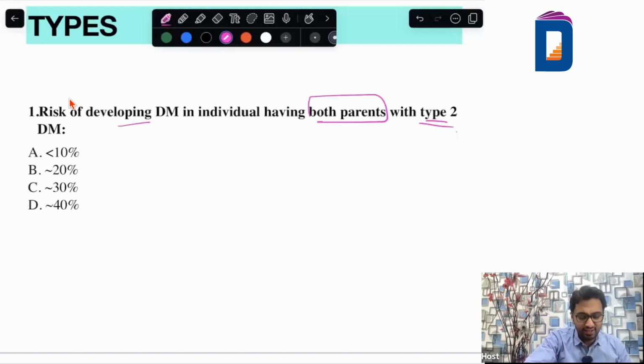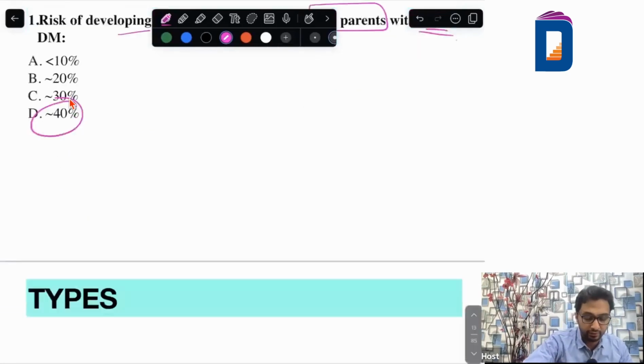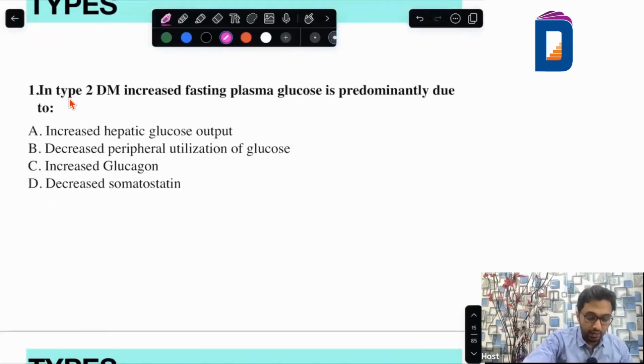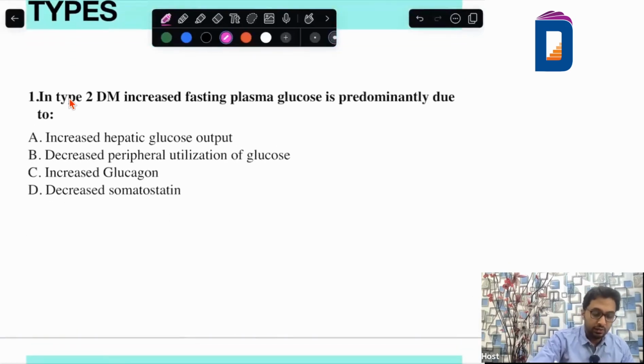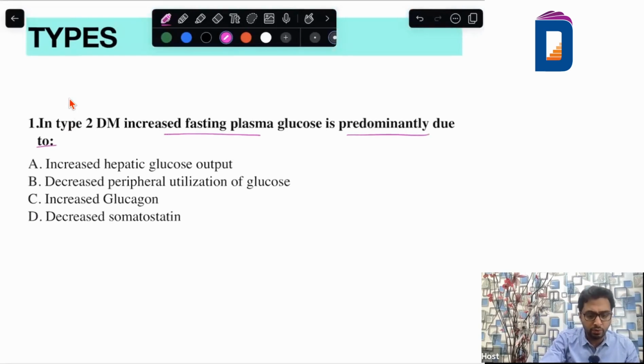Okay, it is very high. See, you can go for guesswork. It is very high, 40 percent for type 2 diabetes mellitus, which is very, very high. Now, in type 2 diabetes mellitus, increased fasting plasma glucose is predominantly due to. Here you have to understand a concept. Now you're coming into more details about type 2 diabetes mellitus. You have fasting blood glucose, FBS, and postprandial blood sugar, PPBS.